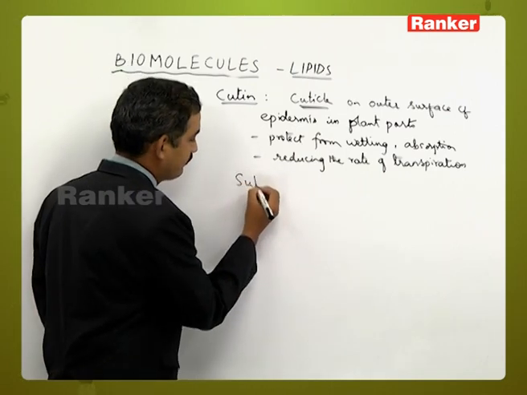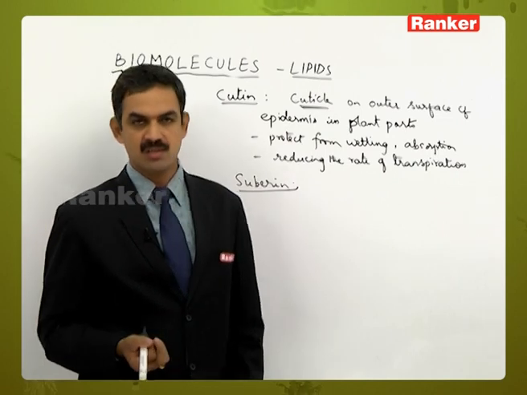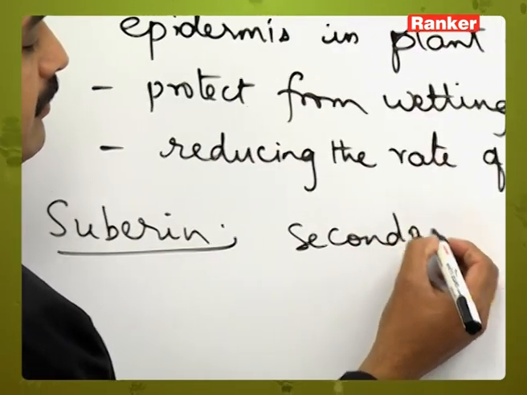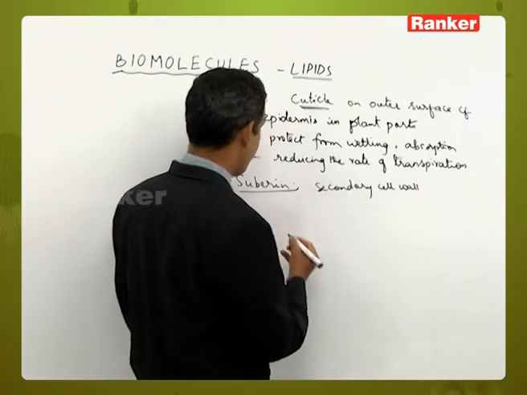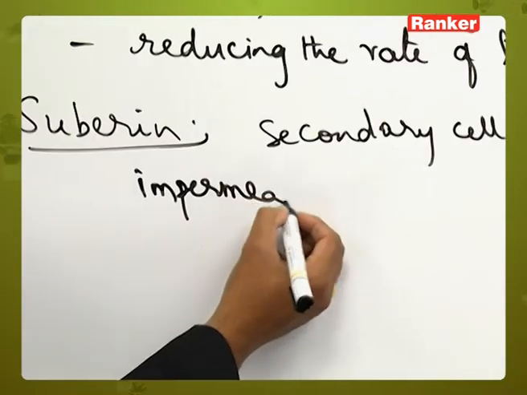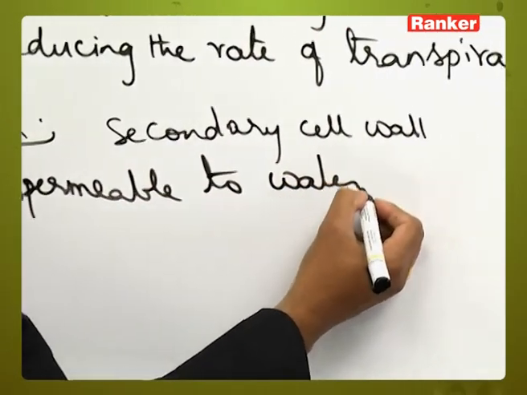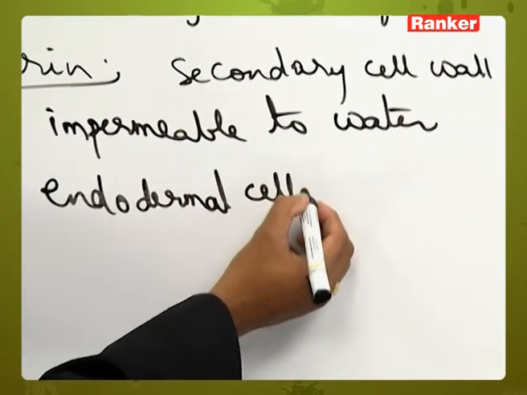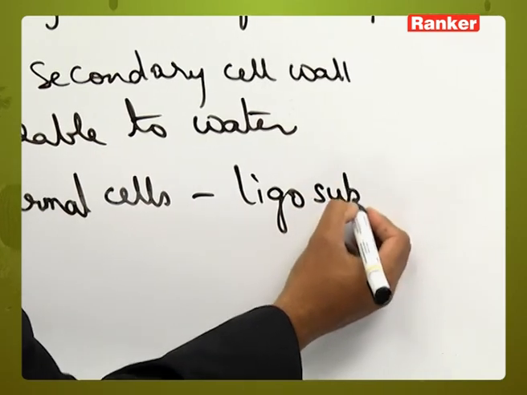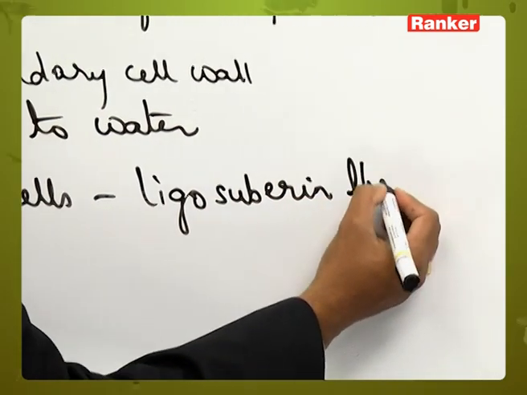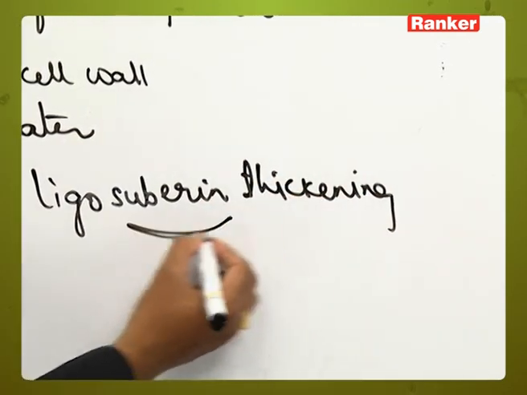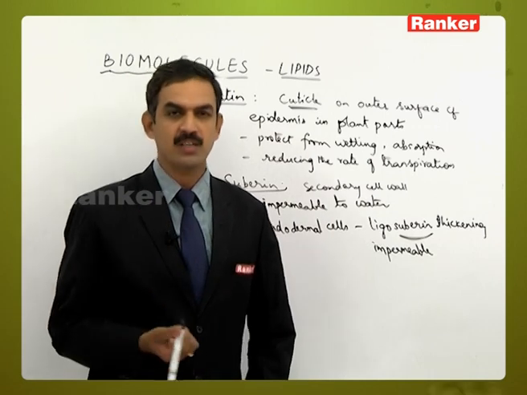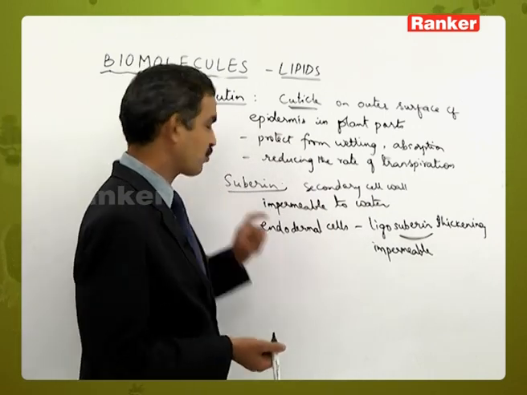Then next one is suberin. Suberin is mostly present in matured structures like matured stems or those which have undergone secondary growth. So suberin is present in the secondary cell wall materials. This is responsible for the impermeable nature to water. Here we know that the endodermal cells contain lignosuberin walls. Lignosuberin thickenings are present. Because of this suberin, it acts as impermeable to the movement of water from the inner cortex region to the stele region. This type of material is called suberin.